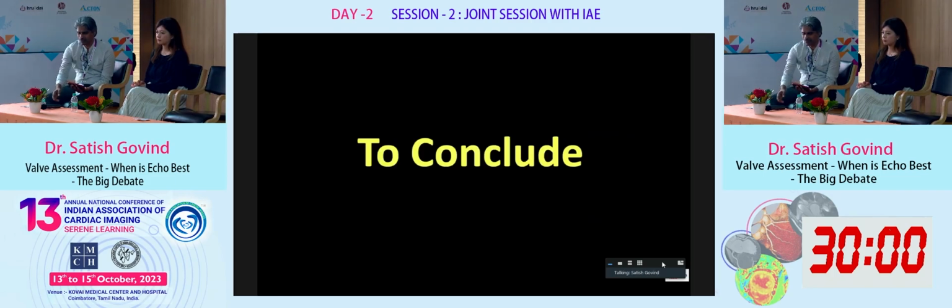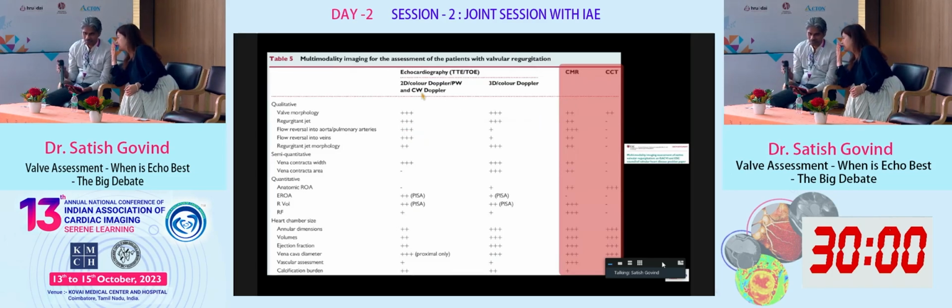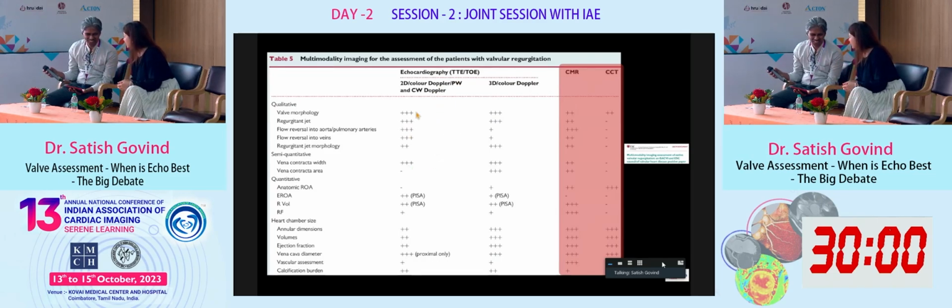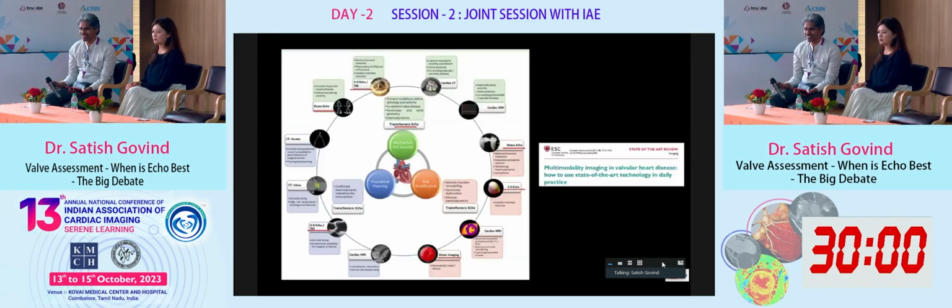So to conclude, folks, I will leave you with this slide. You have echo here, and then you have CMR, CT, and a lot of variety in terms of 2D, Doppler, color, and you have these three stars in a lot of areas. And of course, it has its limitations. That's where the other imaging modalities come into play, and they are complementary to each other.